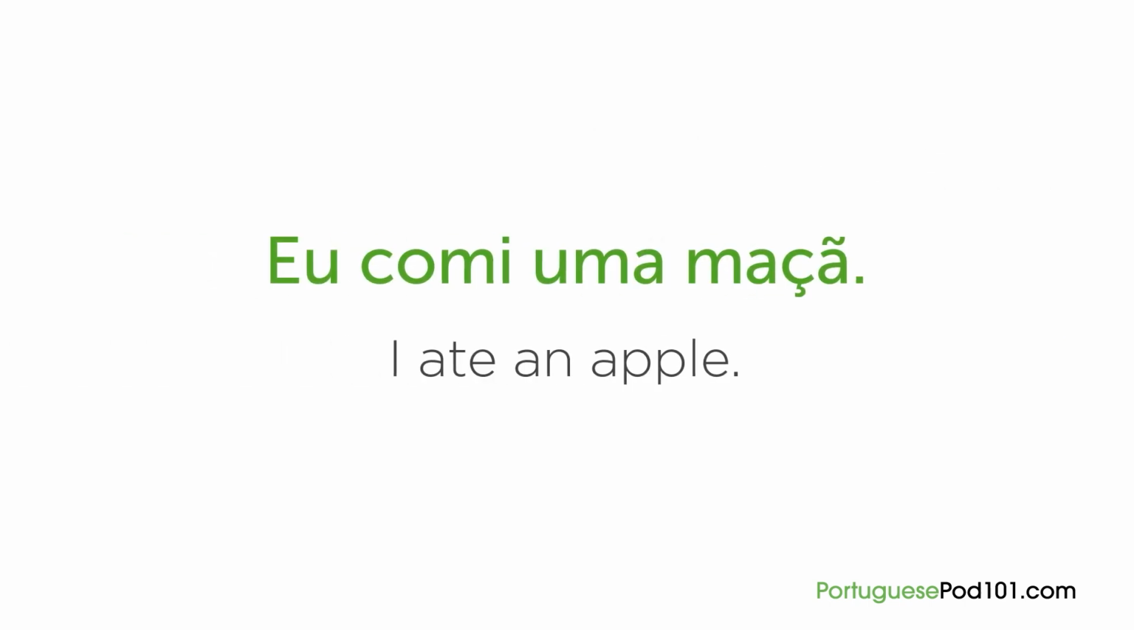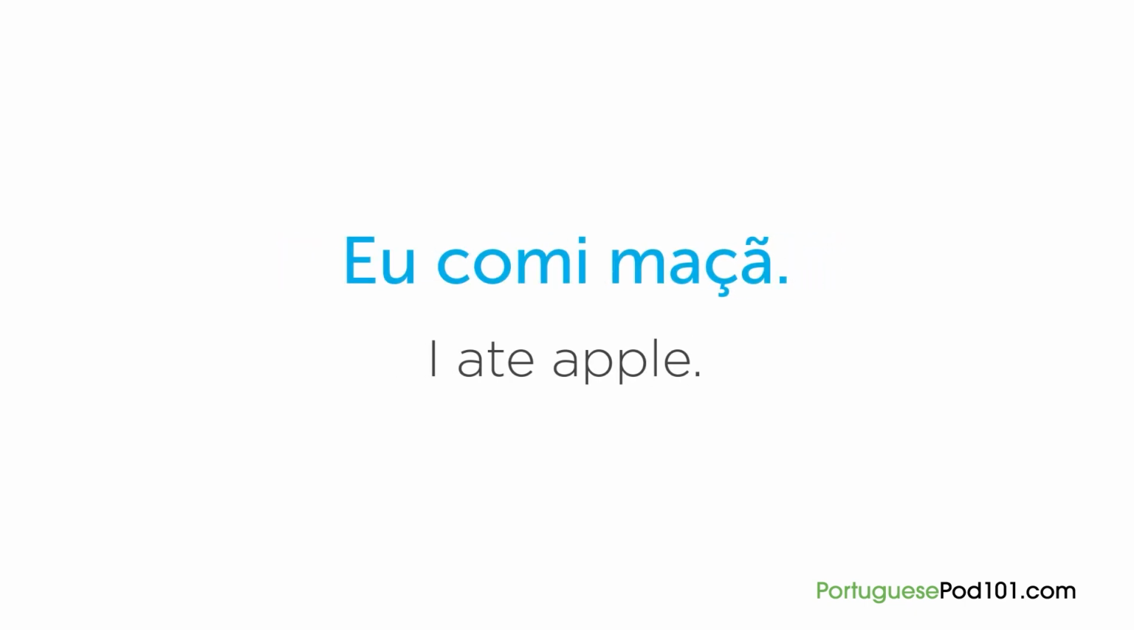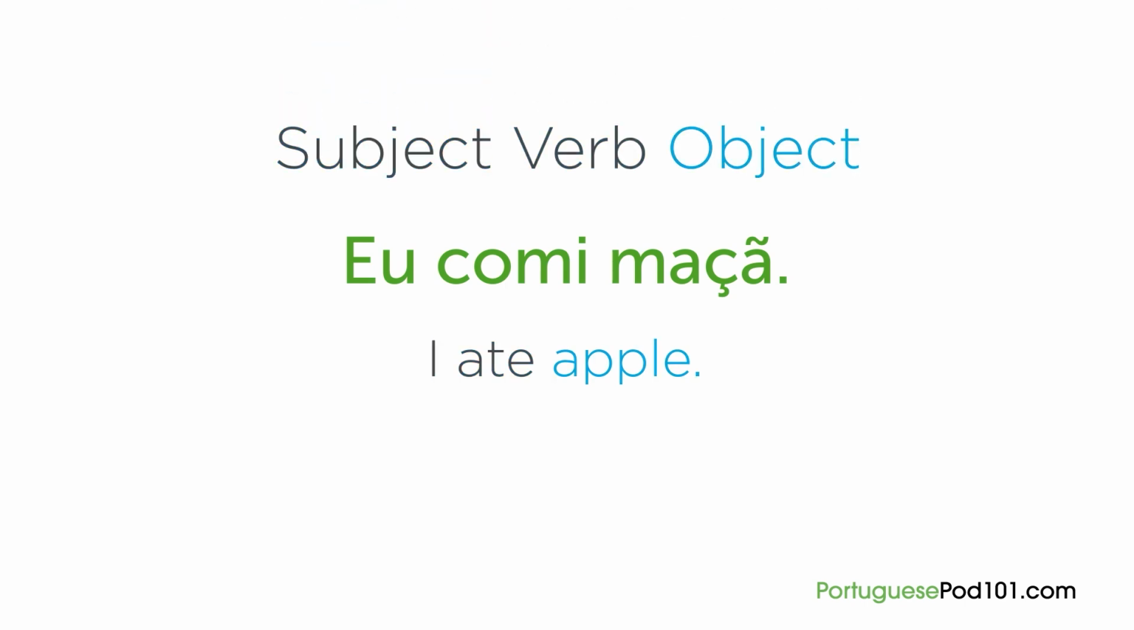Let's compare that same sentence, I ate an apple, in Portuguese. Eu comi uma maçã. Like before, let's remove the particles to keep it simple. So we're just left with the words Eu comi maçã. I ate apple. Subject, verb, object. Breaking down the Portuguese sentence, we can see the word order is subject, verb, and object. Which means that you don't have to change this basic structure when speaking Portuguese.